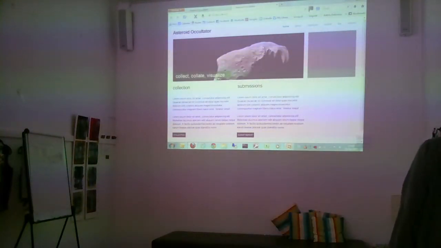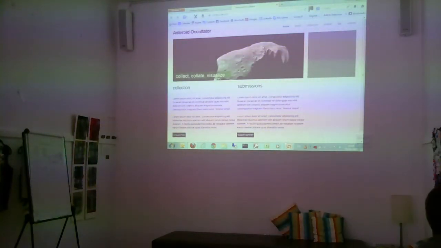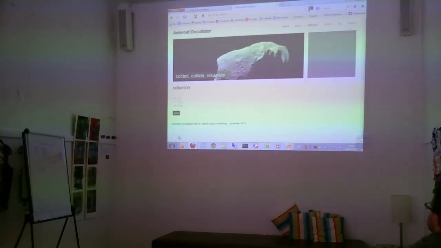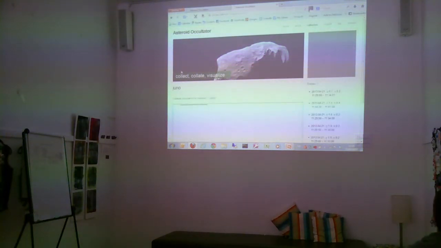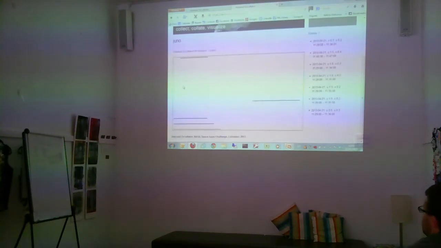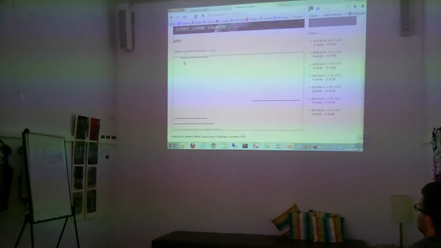Right, so what we've got so far is a website that does two things. Firstly, it lets you view what other people have submitted. So you can see there's a similar diagram to the one that was on the slide before. So each line will represent one person's observations recorded to the outside.